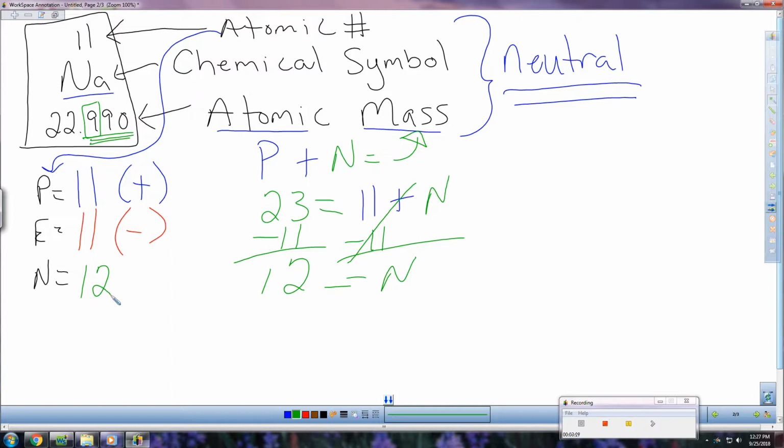But again, from the square, you should be able to tell me the atomic number, which is the whole number. That atomic number is always equal to the number of protons, which is also equal to the number of electrons.